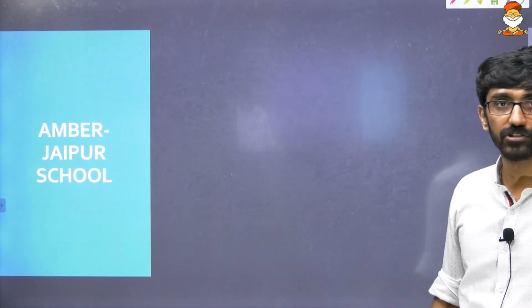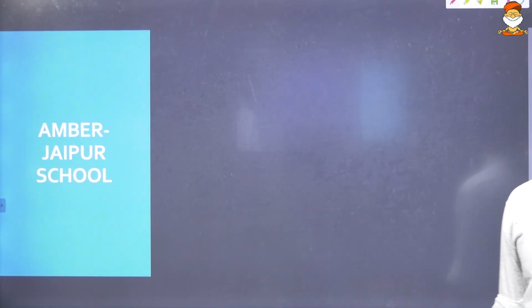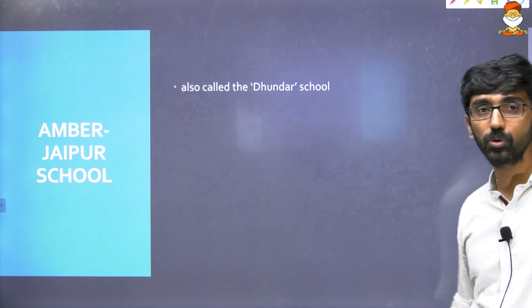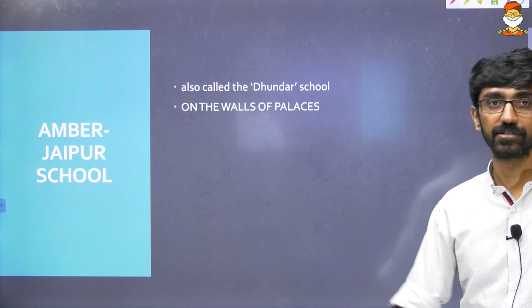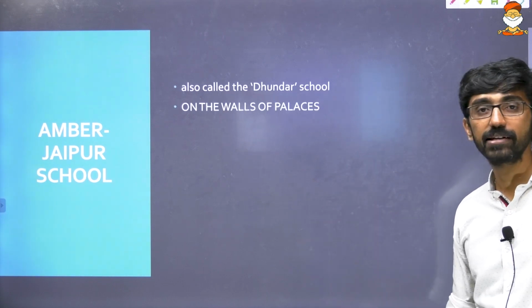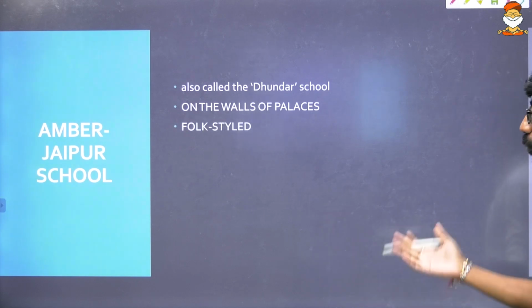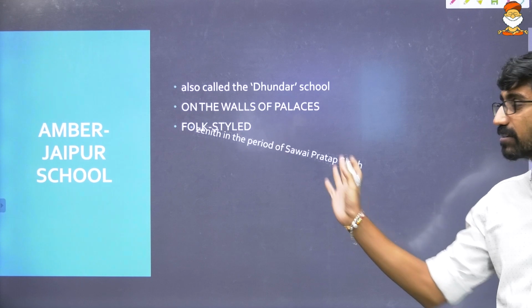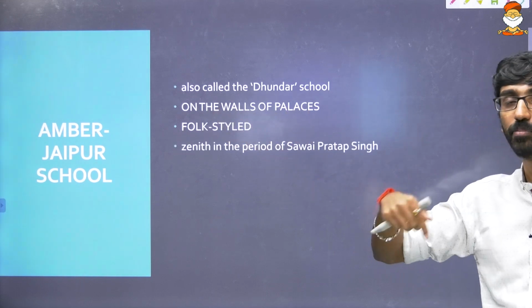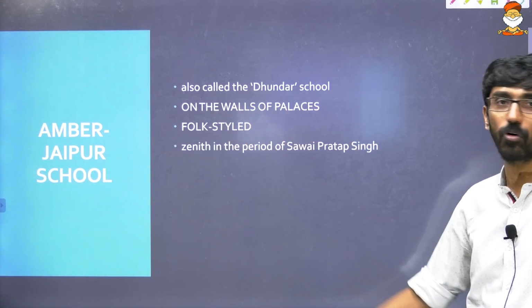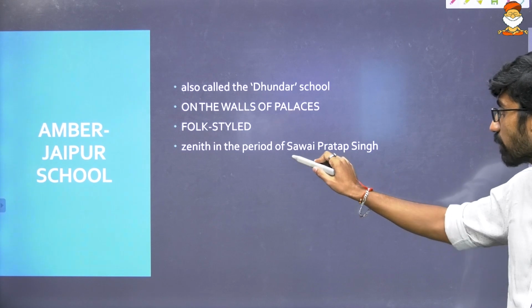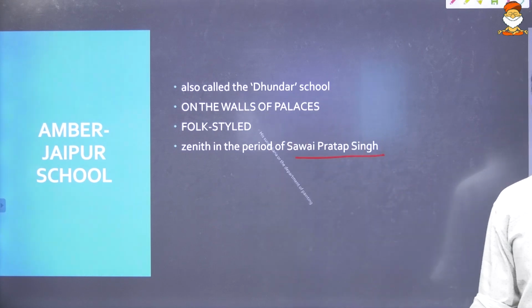Then I can come to Amber, probably the pronunciation could be different. Then Jaipur school. Jaipur is also called Dhundhar school. Again part of Rajasthan schools, where these paintings can be seen on the walls of the palaces. They are slightly folk style, and patronage was given by the kings. The zenith was during the period of Sawai Pratap Singh, who also gave patronage.